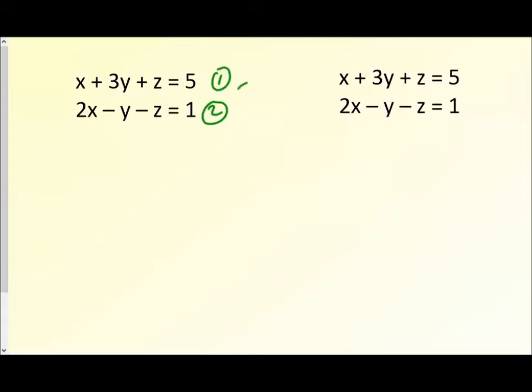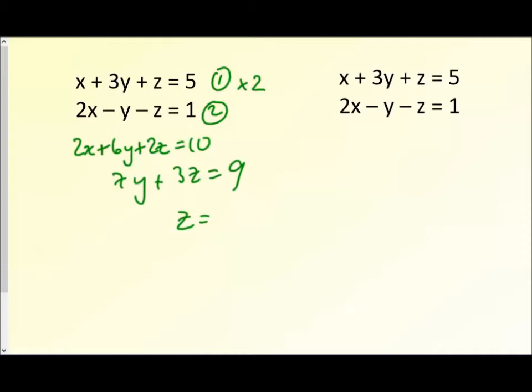So we'll times that one by 2. So I've now got the same amount of x's. I can just subtract these equations, and then I can rewrite that z is equal to minus 7y plus 9 all over 3.